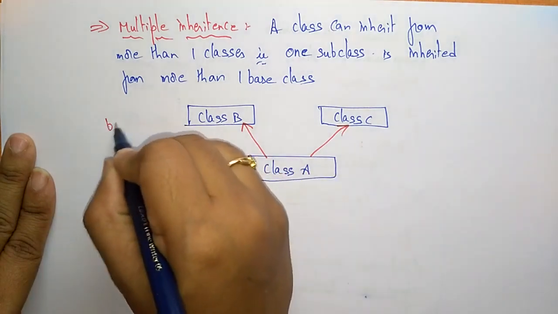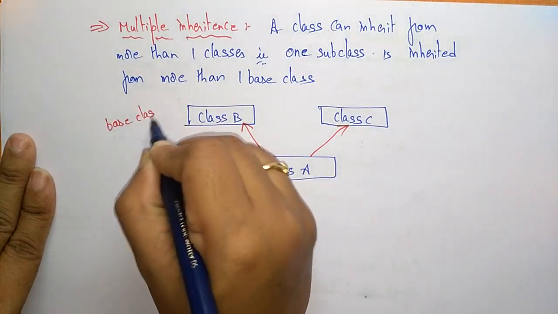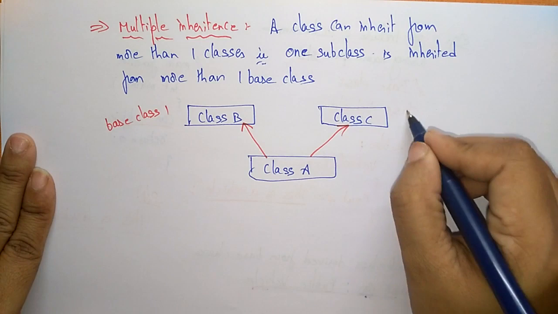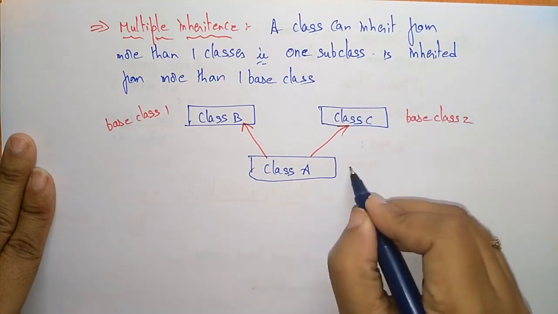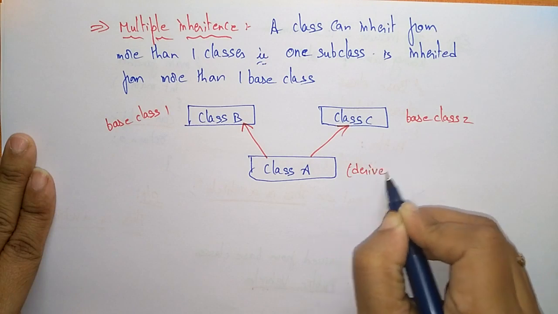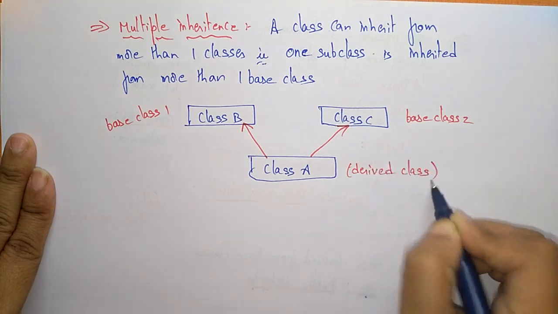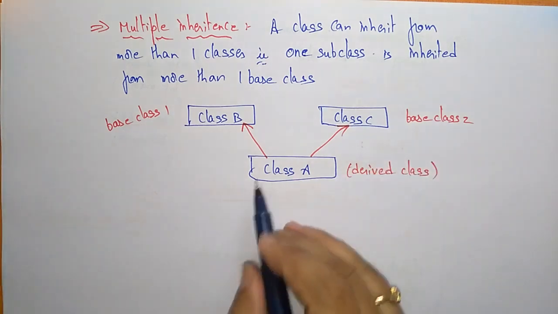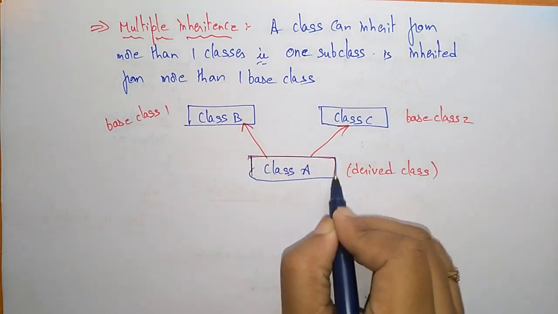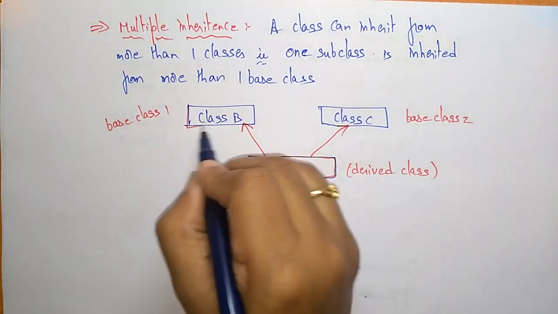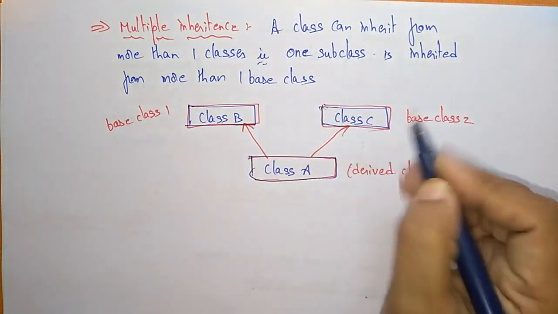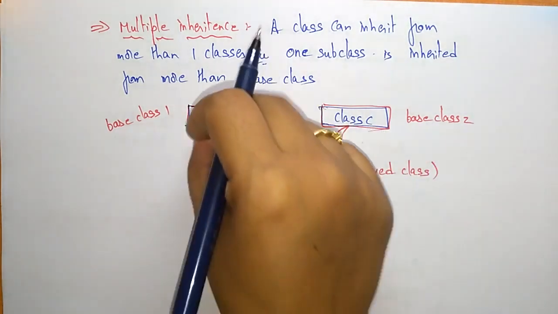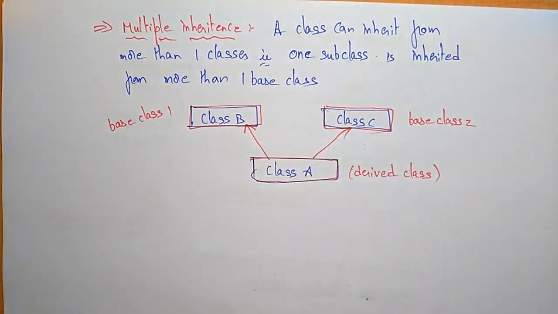So this is base class 1 and this is base class 2, and this you call a derived class. I hope you understand. Multiple inheritance means there should be only one derived class and more than one base class. So one subclass is inheriting from more than one base class. You call it a multiple inheritance.